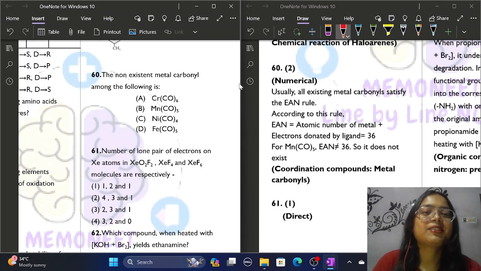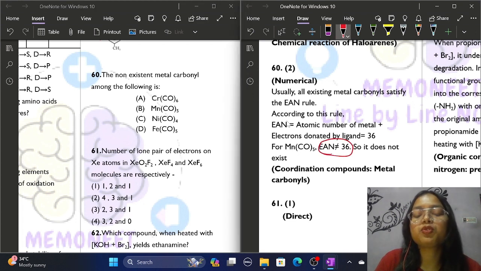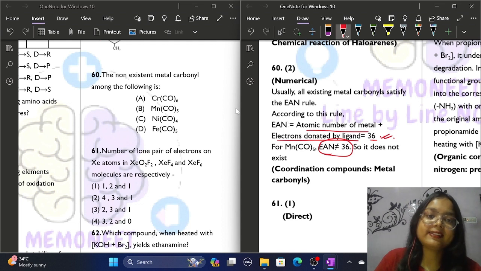So for the non-existent metal carbonyl among the following, we have to go according to the EAN rule. The EAN rule means the atomic number of the metal plus the electrons donated by the ligands should be 36. If it is 36, then only it will exist.